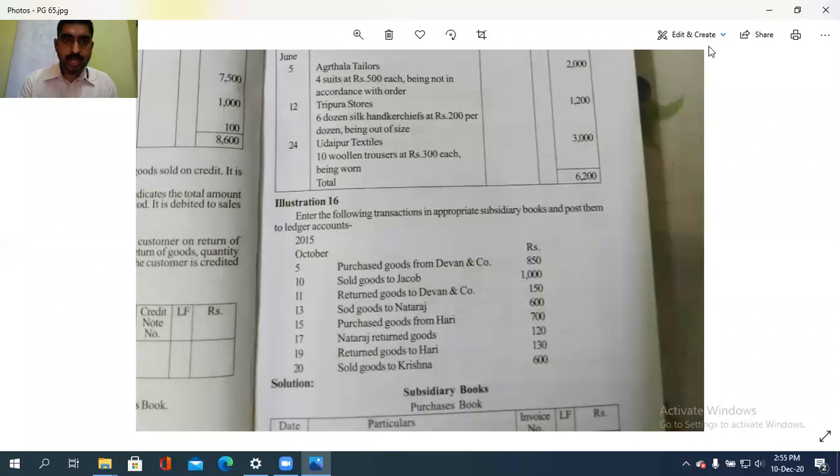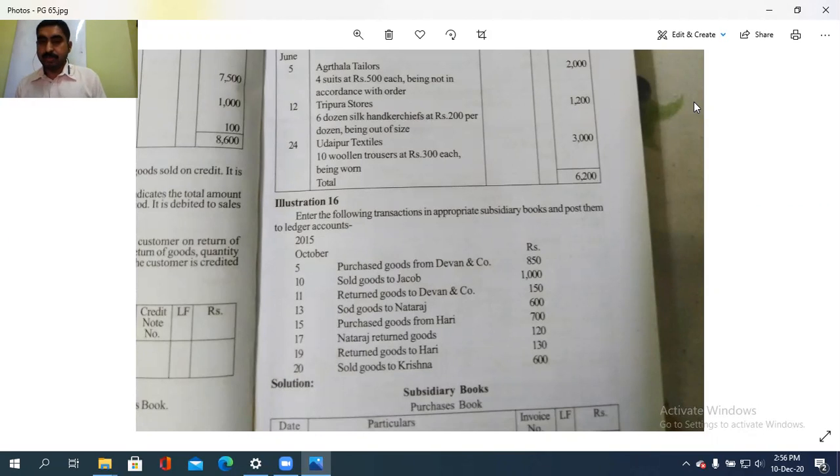In continuation, see illustration 16. Enter the following transactions in the appropriate subsidiary books and post them to the ledger accounts. What are the items? Purchased goods from Devan and Company 850, sold goods to Jacob 1000, returned goods to Devan 150, sold goods to Nataraj 600, purchased goods from Hari 700, Nataraj returned goods 120, returned goods to Hari 130, and sold goods to Krishna 600. First of all, purchased goods from Devan.